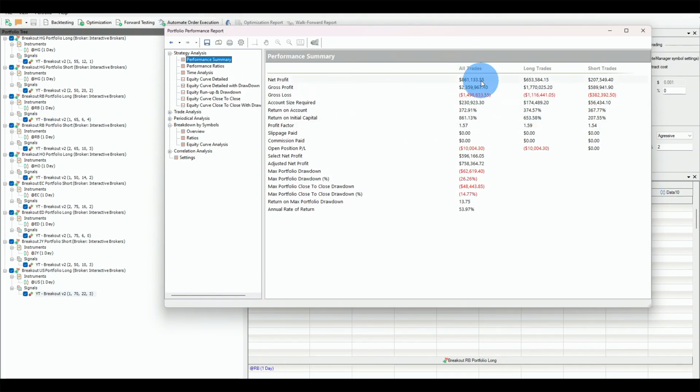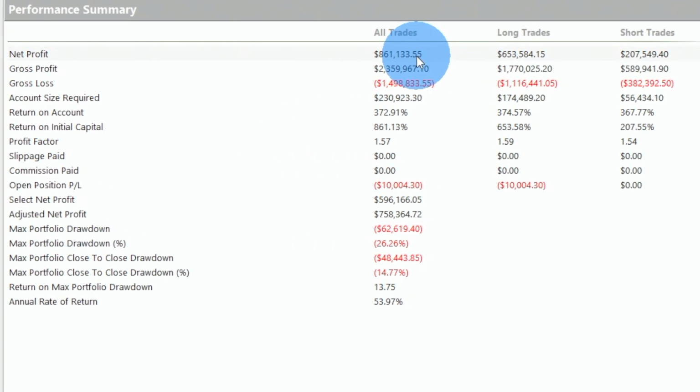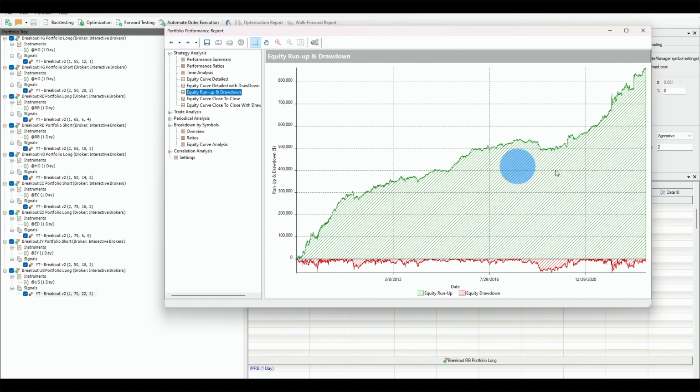The performance is $861,000 since 2007. Percent profitable is about 54%. Our maximum portfolio drawdown is $62,000. So now our return to drawdown is 13.75, which is impossible to get in any of the single strategies separately. And then if we look at the equity curve, now we have our smooth equity curve. And look how beautiful this is. I mean, of course, we have drawdown here, here, and here, but all in all, we are smoothly churning up all the time.